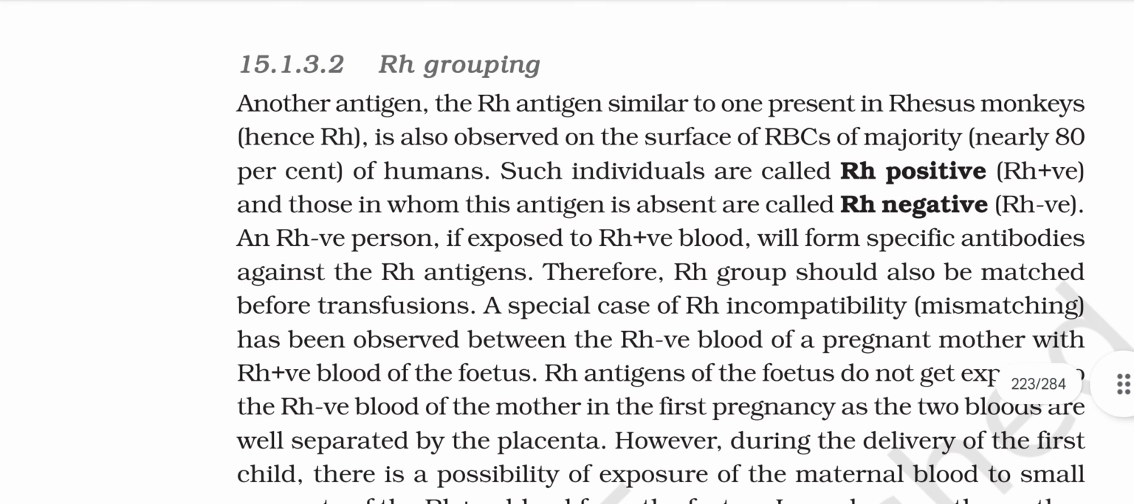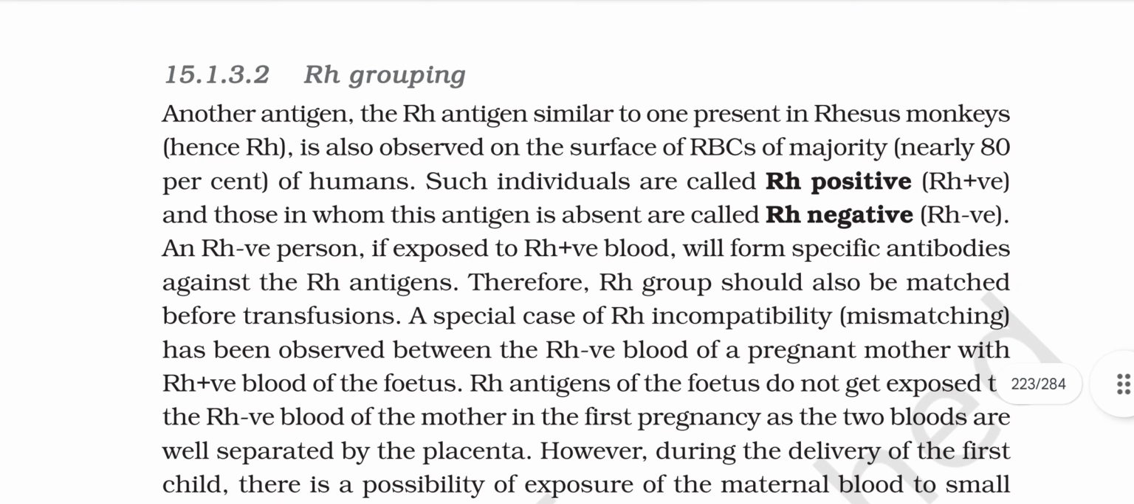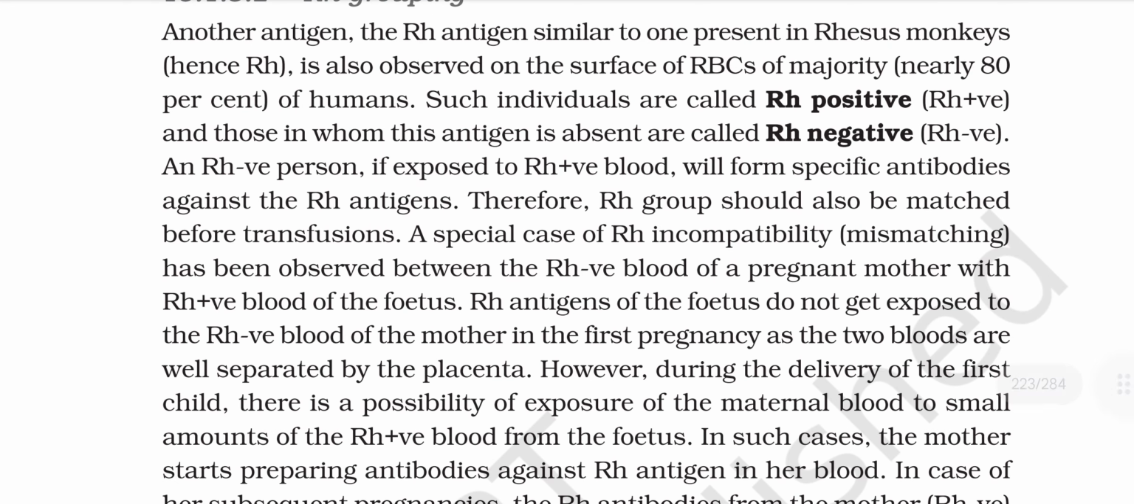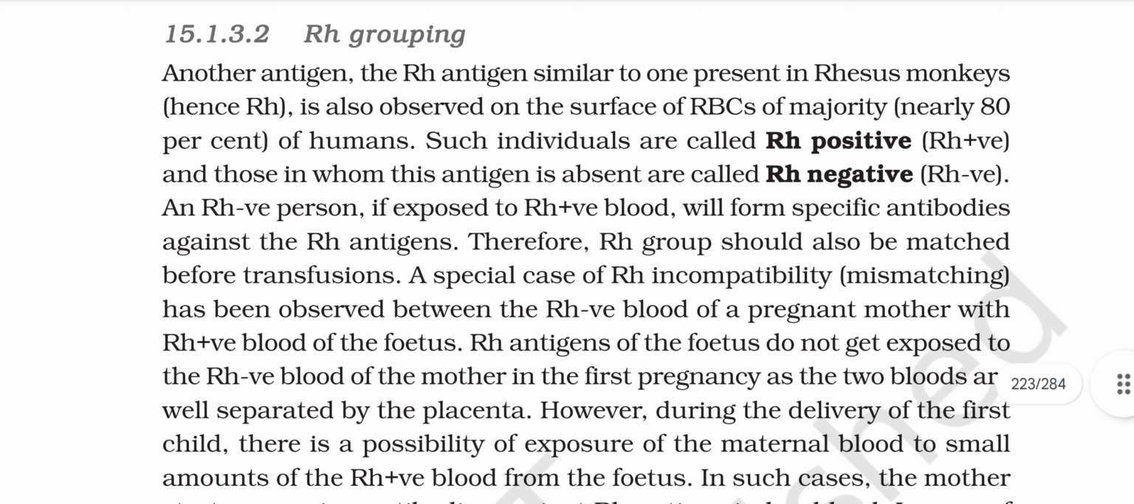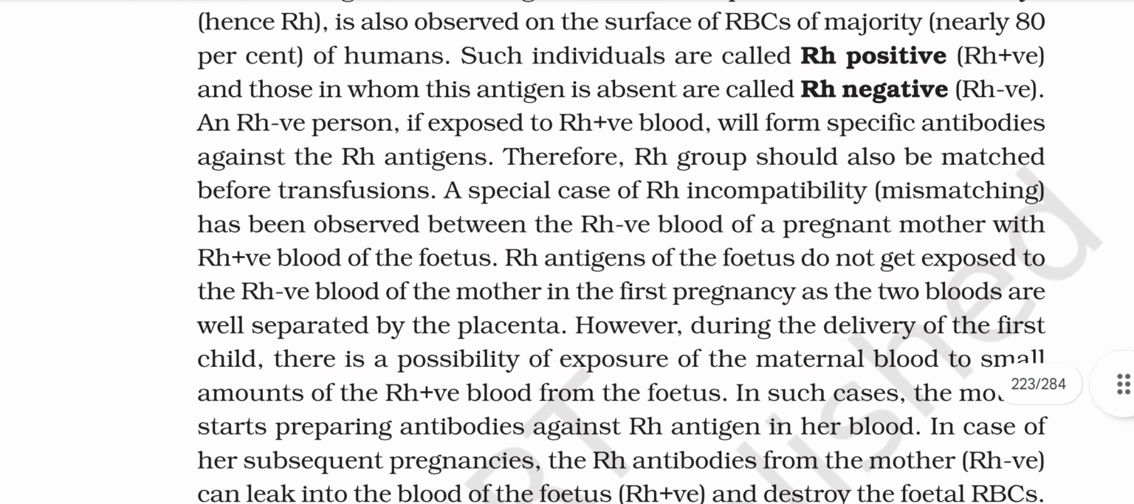Rh grouping. Another antigen, the Rh antigen, similar to one present in rhesus monkeys, is also observed on the surface of the RBCs of the majority, nearly 80 percent, of humans. Such individuals are called Rh positive, and those in whom this antigen is absent are called Rh negative.